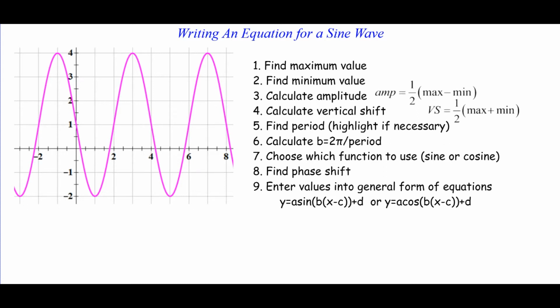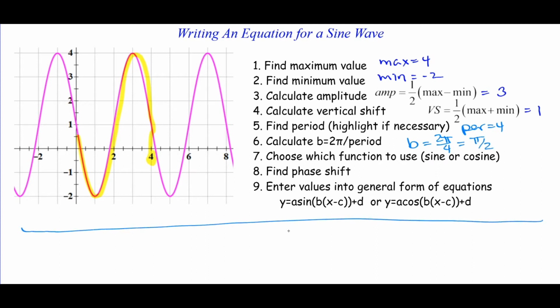So for this graph here, my maximum value is 4, my minimum value is -2, which is going to give me an amplitude of 3 and a vertical shift of 1. I'm going to highlight one cycle of the graph, which is going to give me a period of 4. So then my b value is going to be 2 pi over 4, which will reduce to pi over 2. Now if you're just writing the equation for a test or something, you could choose to use sine or cosine. I'm going to do both just so you can see how either would work.